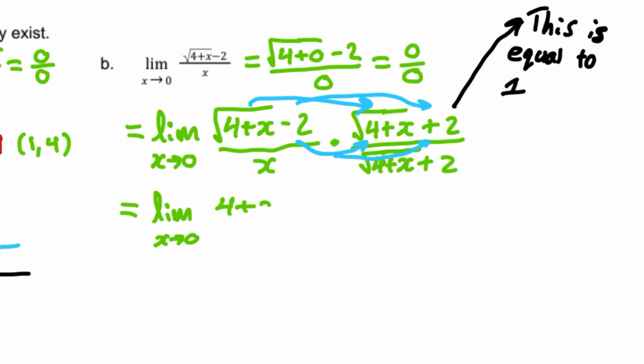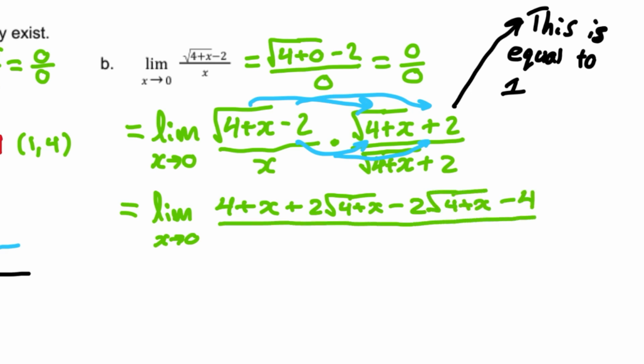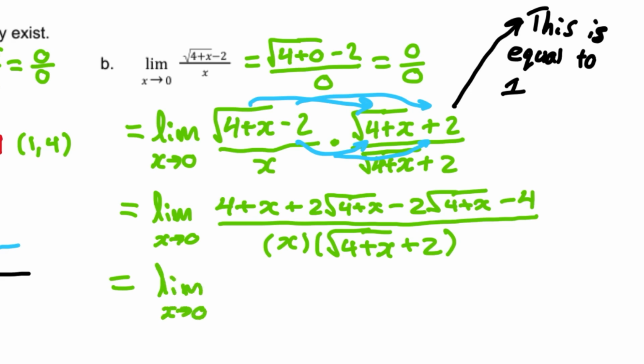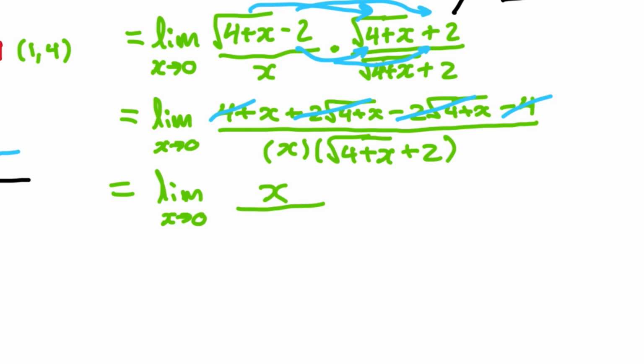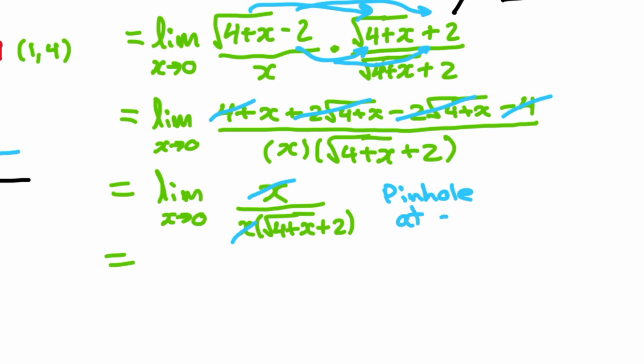So here, if we expand this, we get square root of 4 plus x times square root of 4 plus x, which is just 4 plus x. Then we get plus 2 square root of 4 plus x minus 2 square root of 4 plus x minus 4. Now we can cancel the 2 square root of 4 plus x and the 4. That leaves us with x over x times square root of 4 plus x plus 2. Now we see we have x on top and bottom. We can cancel that out. That gives us a pinhole at x equals 0.